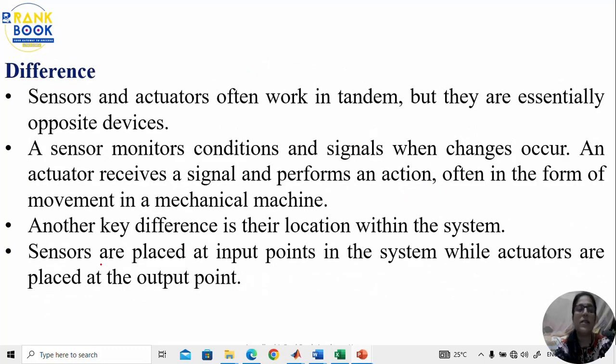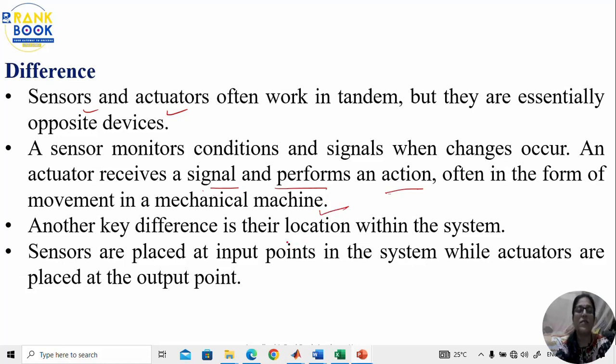Let us see the major difference between sensors and actuators. Basically both are opposite devices. A sensor monitors conditions and signals when changes occur. An actuator receives the signal and performs the action, often in the form of movement, especially in a mechanical machine.